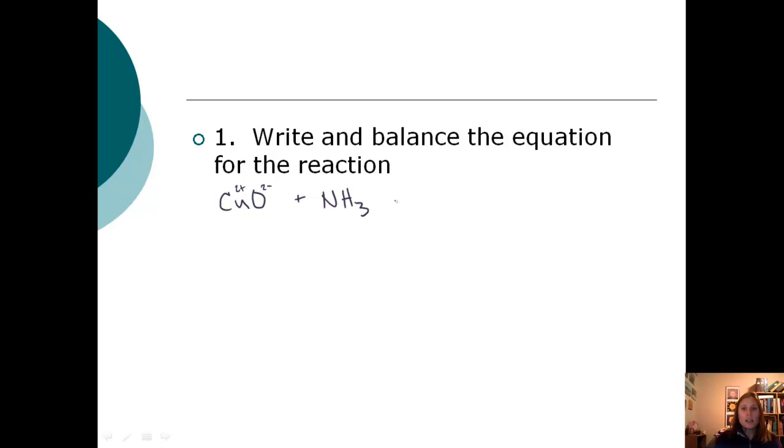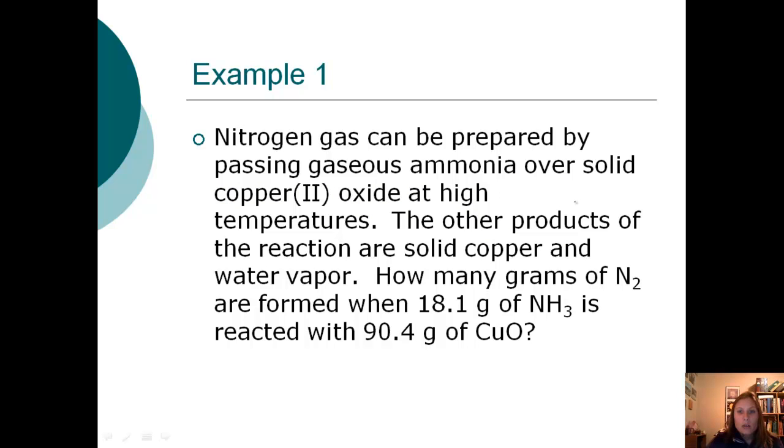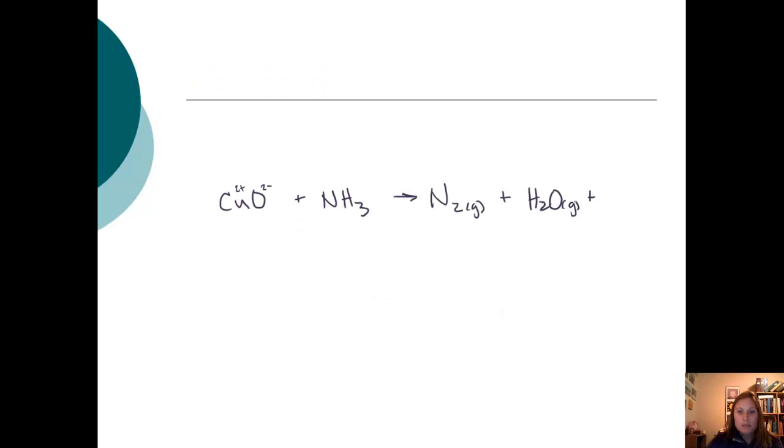We have ammonia. I know one of my products is the nitrogen gas, I believe. Water vapor. I can't remember the last one. Oh, let's see. Solid copper. Okay.